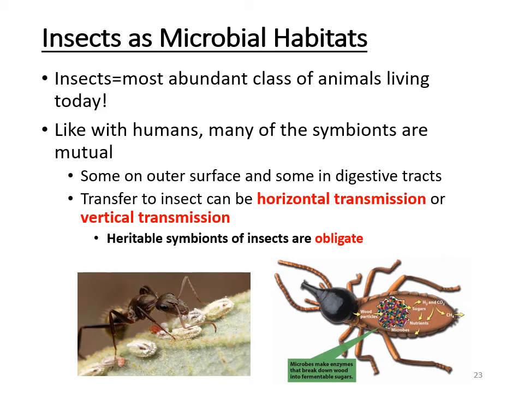Now, transmission can also be horizontal. With insects, what horizontal transmission means is they get the microbe from the environment. Call it an environmental reservoir. In humans, when we talk about horizontal transmission, we mean sex. But in insects, we mean it's picking these microbes up from the environment. So for instance, it ate something in the environment. It ate part of a leaf, and that leaf had the microbes, the bacteria on it. They took them in.